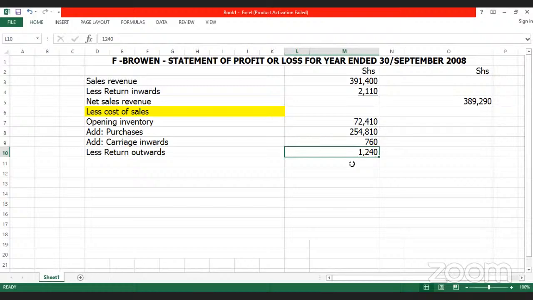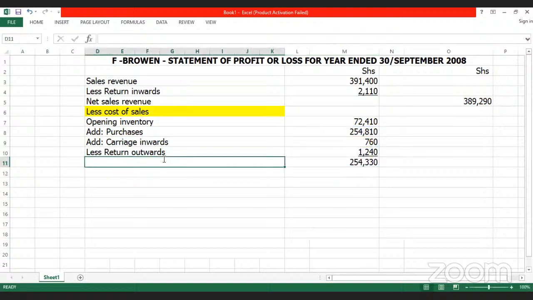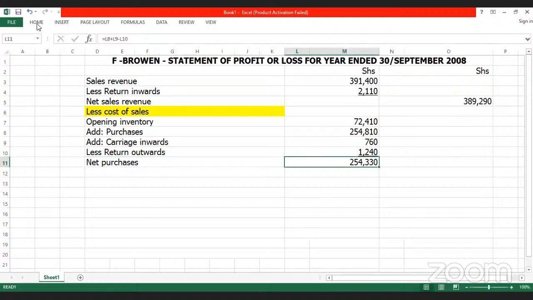Normally you can get the net purchases figure, which is the purchases plus the carriage inwards, then minus the return outwards. You can call that figure net purchases. That is your net purchases figure, just in case you want to also show that.